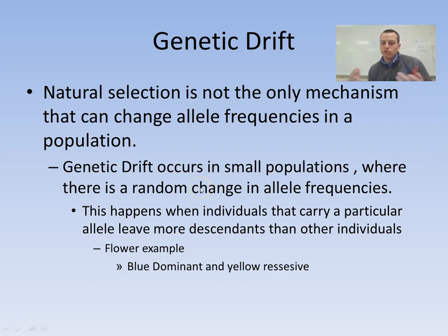Something dramatic must have happened to this population to make it smaller. The example that I'm going to share with you is of this flower. We had this field of flowers that were blue colored flowers and yellow colored flowers. Blue was dominant, yellow was recessive. That doesn't really matter. But what happened was maybe this is a pasture.